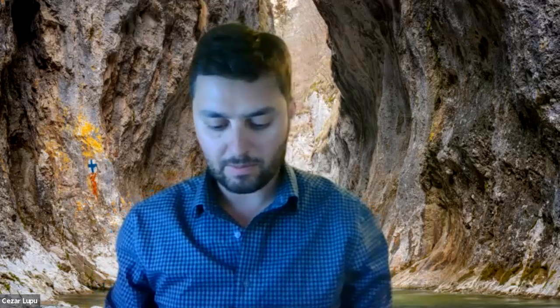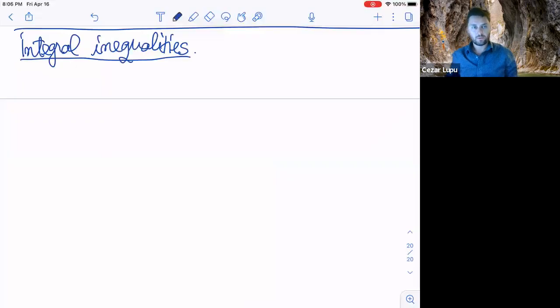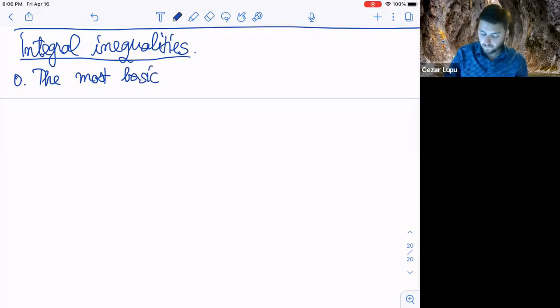So let me start sharing the screen. As you can see, I will talk about integral inequalities. The first thing that I would like to start with, which is the most basic integral inequality, let's call this zero. The most basic inequality for integrals is the following.